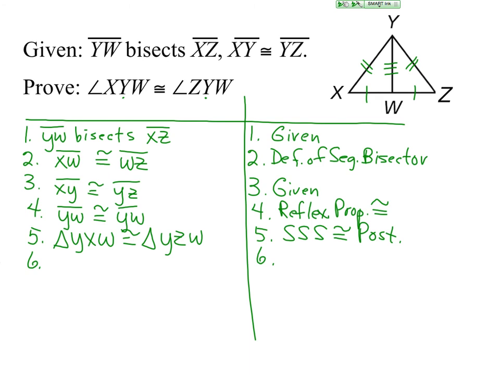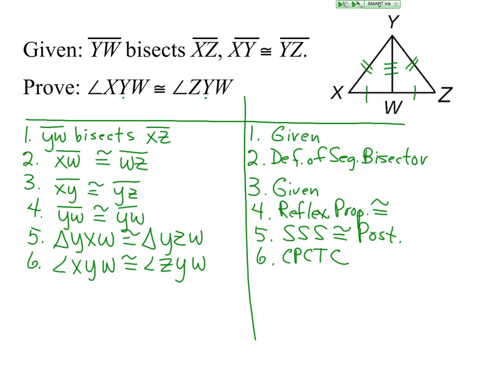So Brendan, what's our last line? Angle XYW. What's CPCTC stand for? What's the first C? Corresponding, okay, the whole thing. Corresponding parts of congruent triangles are congruent. Okay, question on that one.